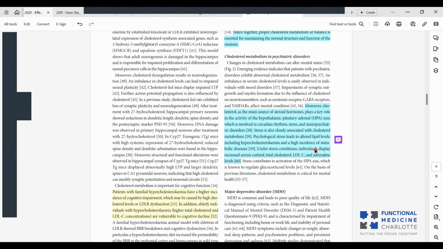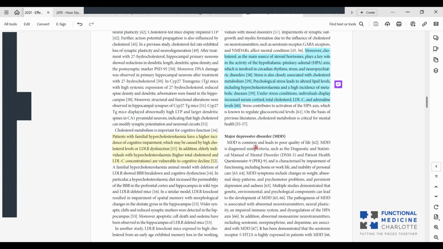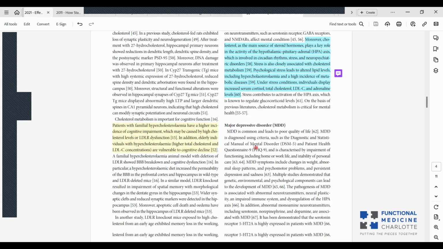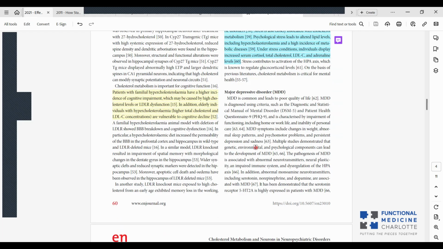Under stress conditions, individuals display increased serum cortisol, increased total cholesterol, increased LDL, and increased adrenaline. So when you're at your PCP visit and you have high cholesterol and they tell you to take a statin, don't you think first they should do a stress questionnaire and figure out what are the stressors, or the tigers, in your life and seek to address those first? That would be better, in my opinion, than taking a statin and leaving the stressors. Then you're playing tug of war with your own body.